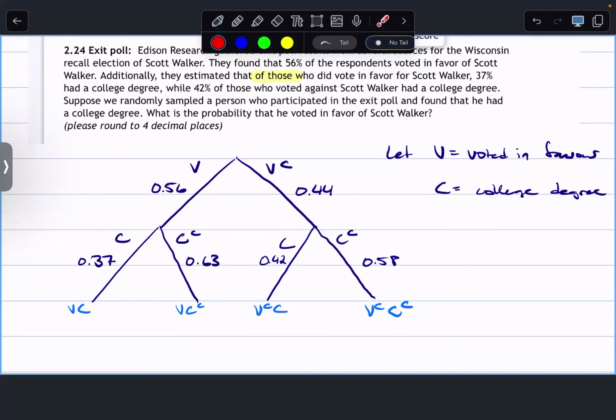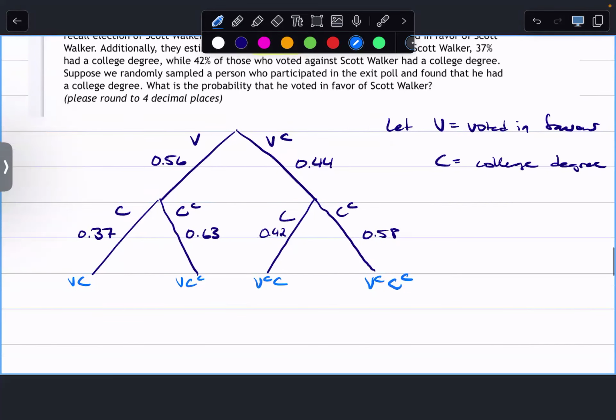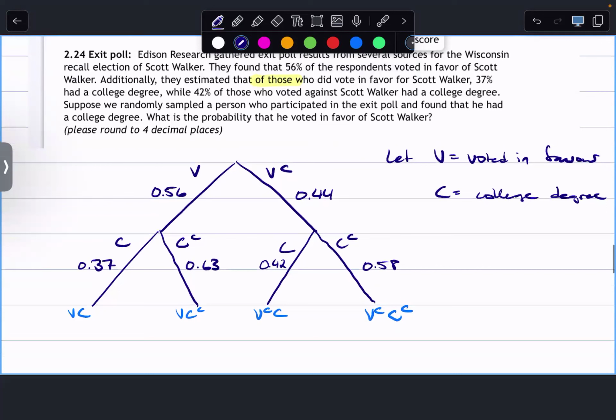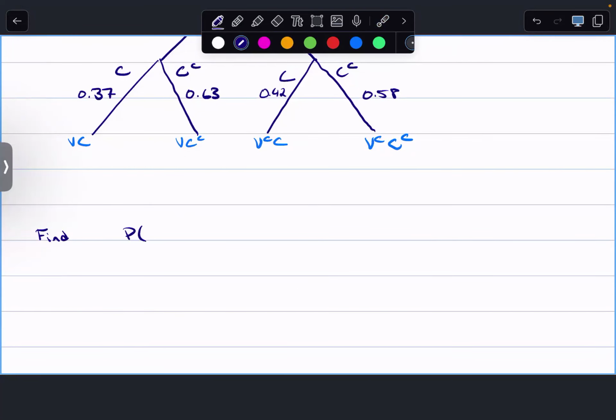What are we trying to find here? The hardest part, arguably, is translating the question into a probability statement that you want to be solving for. So you've randomly sampled a person and found that they have a college degree. Given that they have a college degree, what's the probability that they voted in favor? So you want to find the probability that they voted in favor given that they have a college degree.